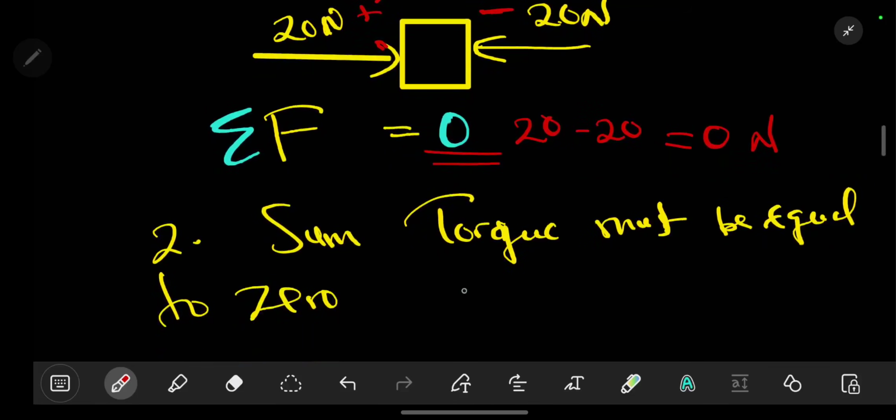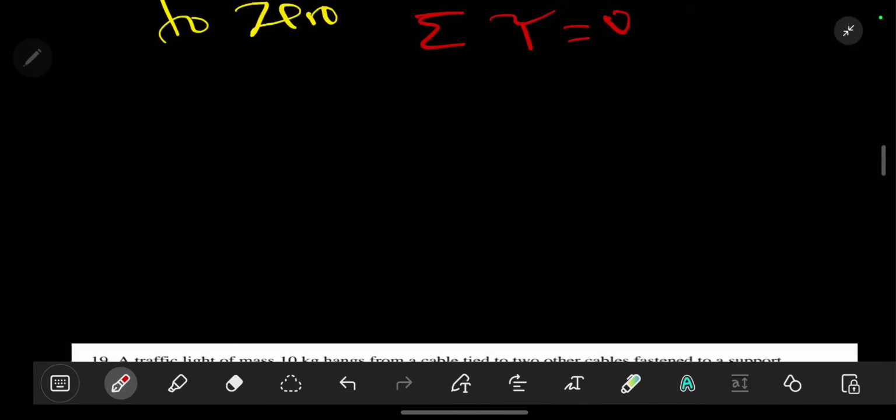The second condition, which we are not going to answer problems for in this video, is that the sum of the torques must be equal to 0, which we are going to dive deeper into. So here we say the summation of the torques should be equal to 0. We are going to deal with this in the next video. So let's answer those questions.